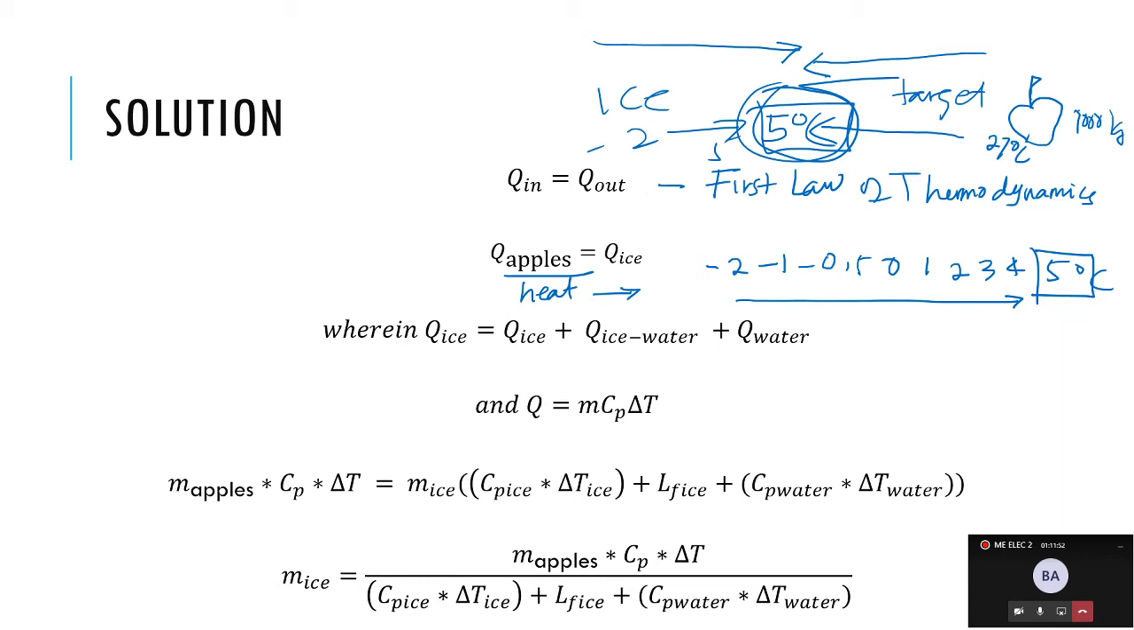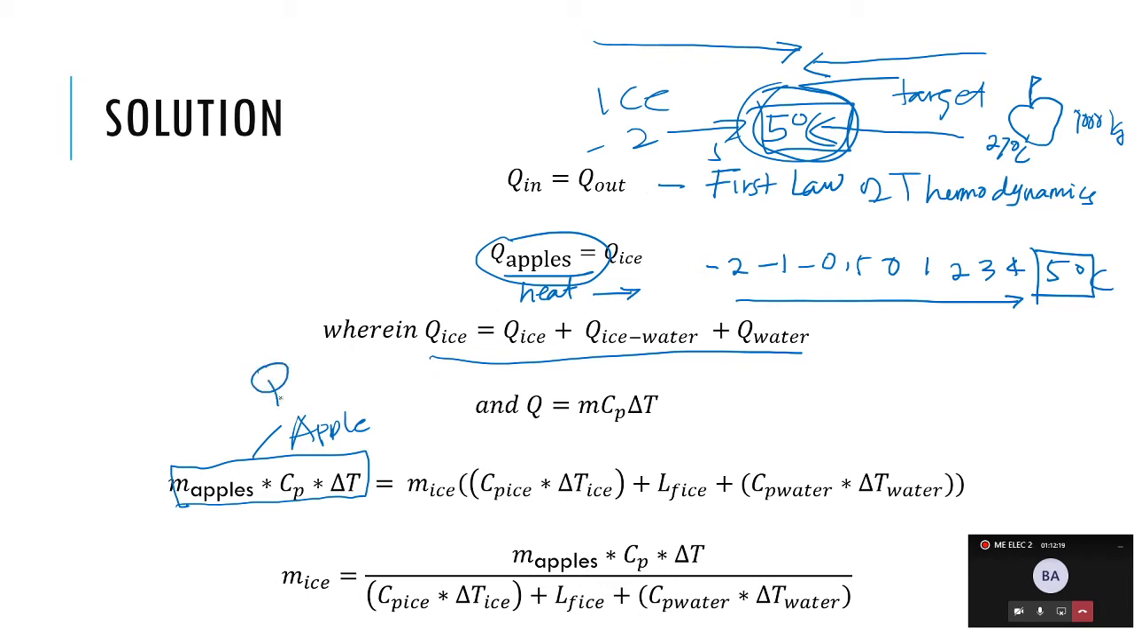So Q ice equals Q ice plus Q water plus Q water. Yung sa ice, pag pinag-usapan natin yung ice, eto yon. This is what we're talking about, the water. But when we talk about apple, ano namang nangyayari sa apple natin? Eto naman yung sa apple. So this equation is about apple. Ano yung equation na to? Yung heat na i-release ng apple.